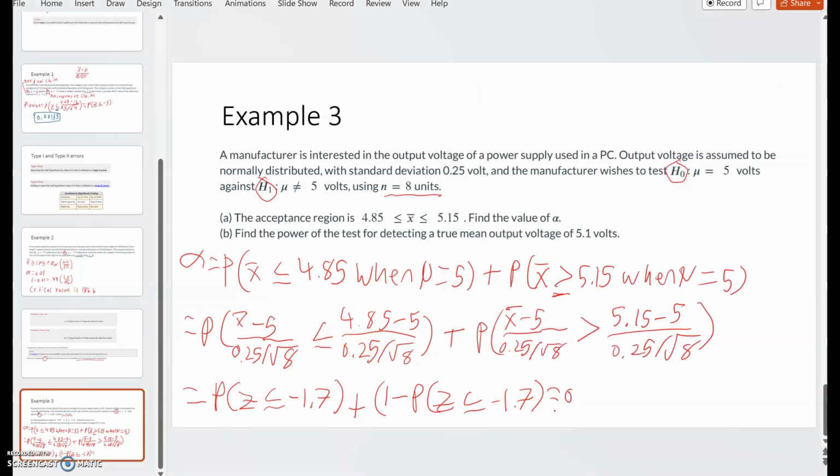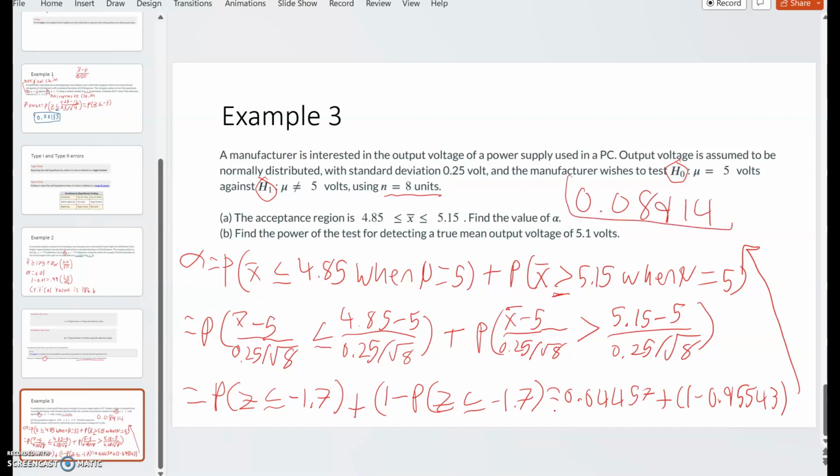So we're going to have 0.04457 plus 1 minus 0.95543. All right, and in doing so, that'll get me, I'll draw it up here, 0.08914 to be our alpha. Okay.